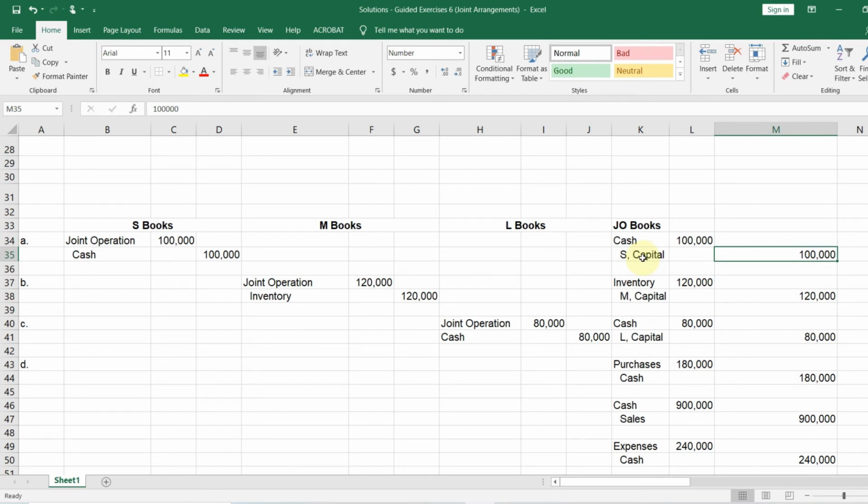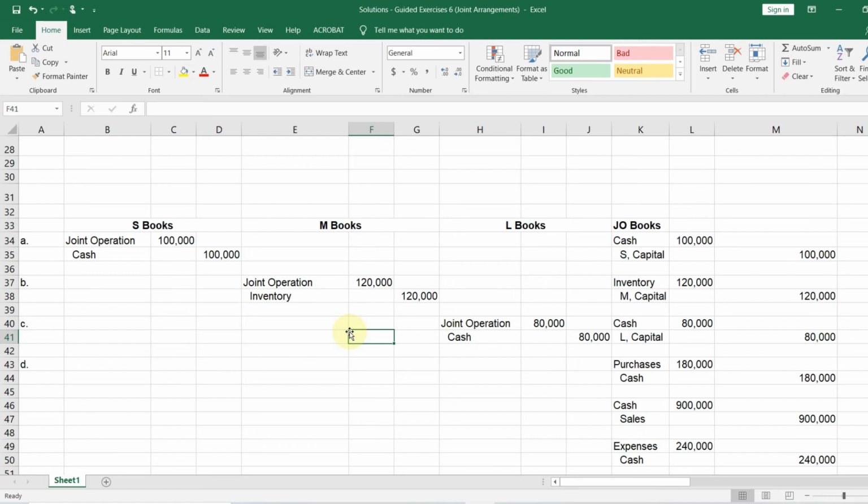Okay? Next, kay B, nag-contribute ng inventory si M. So, debit sa books ni M, debit joint operation. Credit inventory, 120,000. Wala kay S, wala kay L. Kay JO meron debit, inventory, credit, M capital. Okay, for L, also the same. So, debit joint operation, credit cash, 80,000. For the JO books, cash, credit L capital. Okay, as contribution, wala si S, wala si M.